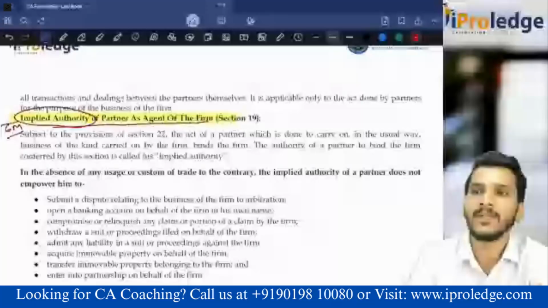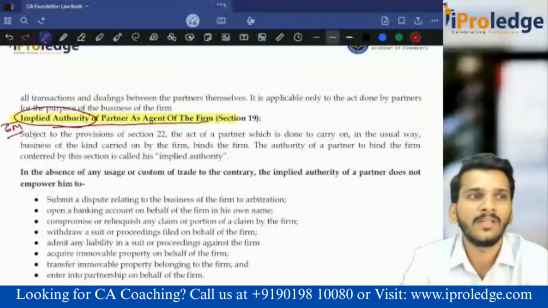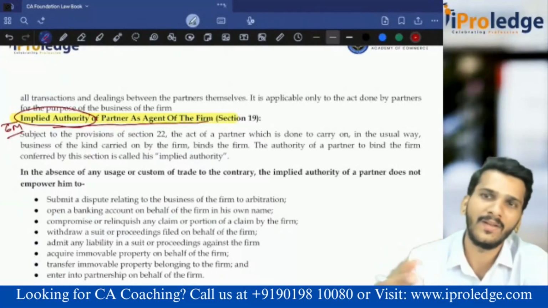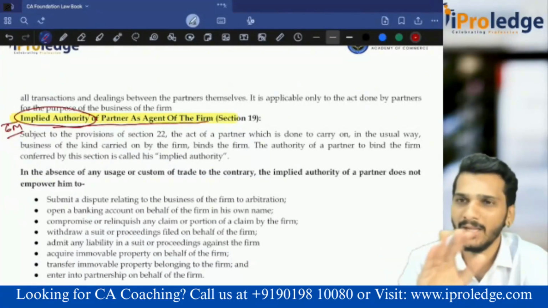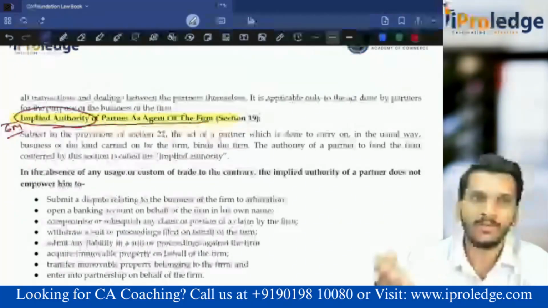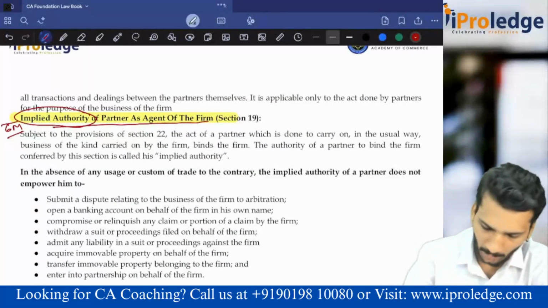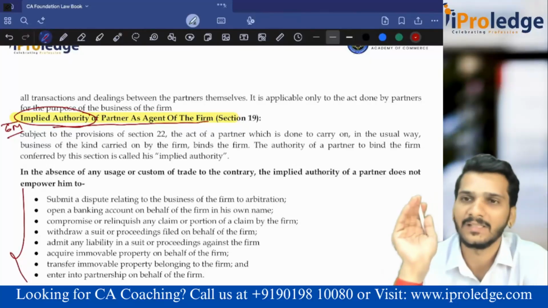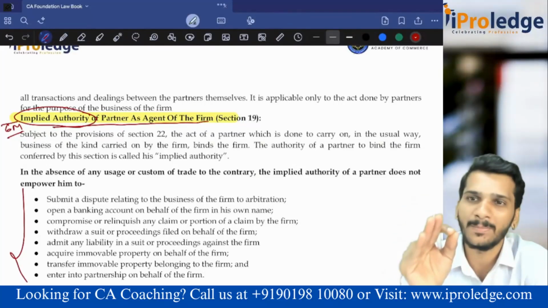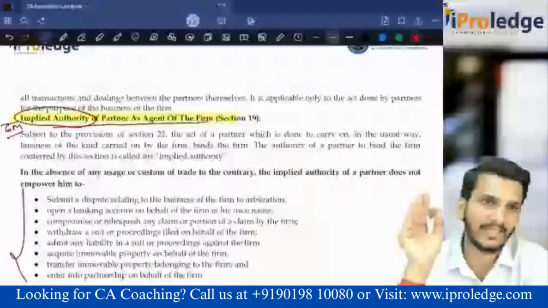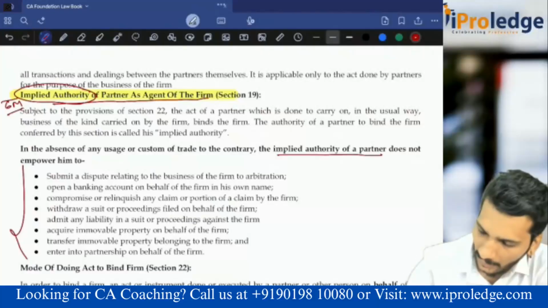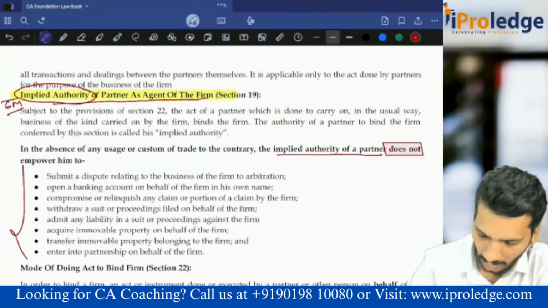What is this implied authority? Even though it is not mentioned in the partnership deed, even though it is not mentioned in any law, you can do selling the goods, buying the goods, giving the services, renting the services. There is no doubt about it, there are no restrictions on that. But just because you have some implied authority, it does not mean that you should be able to do these things. You can do only these things with an express consent or express authority. Without that, you can never touch these things. What are those things? Implied authority of a partner does not empower him to these things.